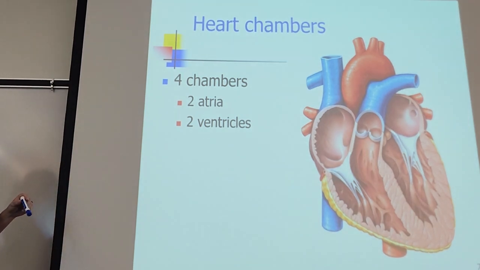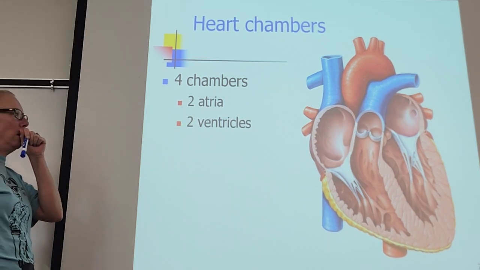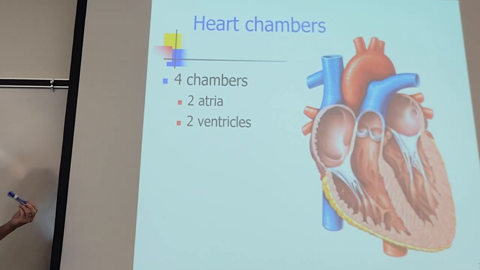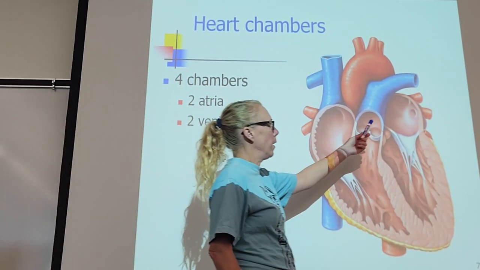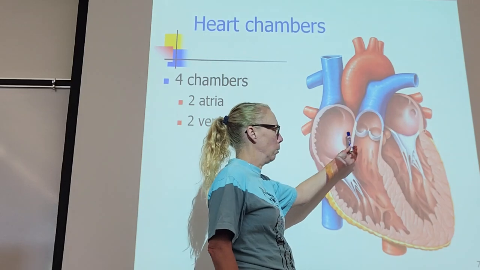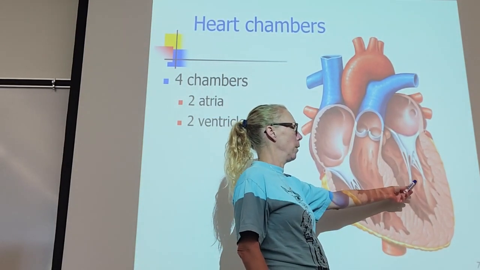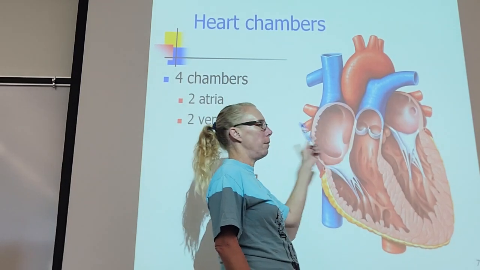The pulmonary circuit is designed to carry blood to the lungs for gas exchange. The systemic circuit is designed to carry oxygen-rich blood to all the tissues of your body. So, we identified these two chambers up here, which are called what? Atria, and below them are ventricles, okay?